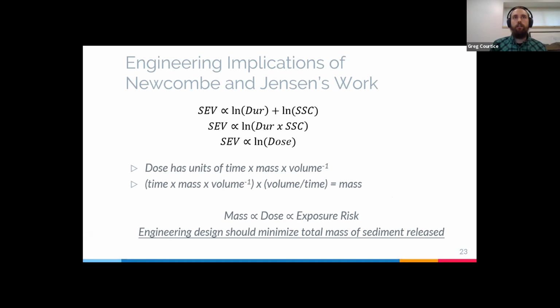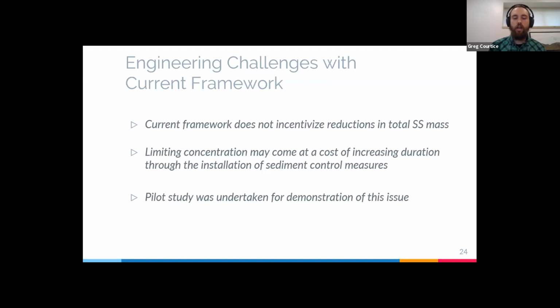And so dose has units of time times mass divided by volume. So if we take that and multiply it by discharge, which is volume divided by time, we get mass. So mass is proportional to dose, which is proportional to exposure risk. So when we're considering suspended sediment effects in our design, we should be designing to minimize total mass of sediment released from these projects, which we'll talk about a little more once we get a little further into the presentation.